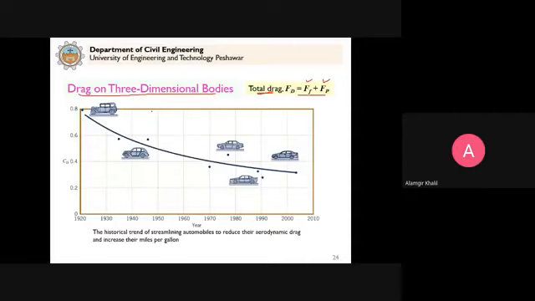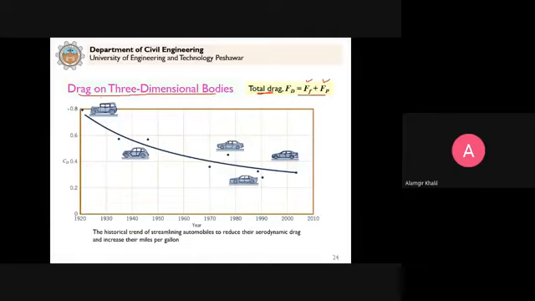Next, we have drag on three-dimensional bodies. Again, the concept is that total drag is equal to the sum of two components. One is the friction drag and the second one is the pressure drag. The same concept applies for three-dimensional bodies. Clear? So in this case, you can see in the figure that we are trying to streamline the bodies.